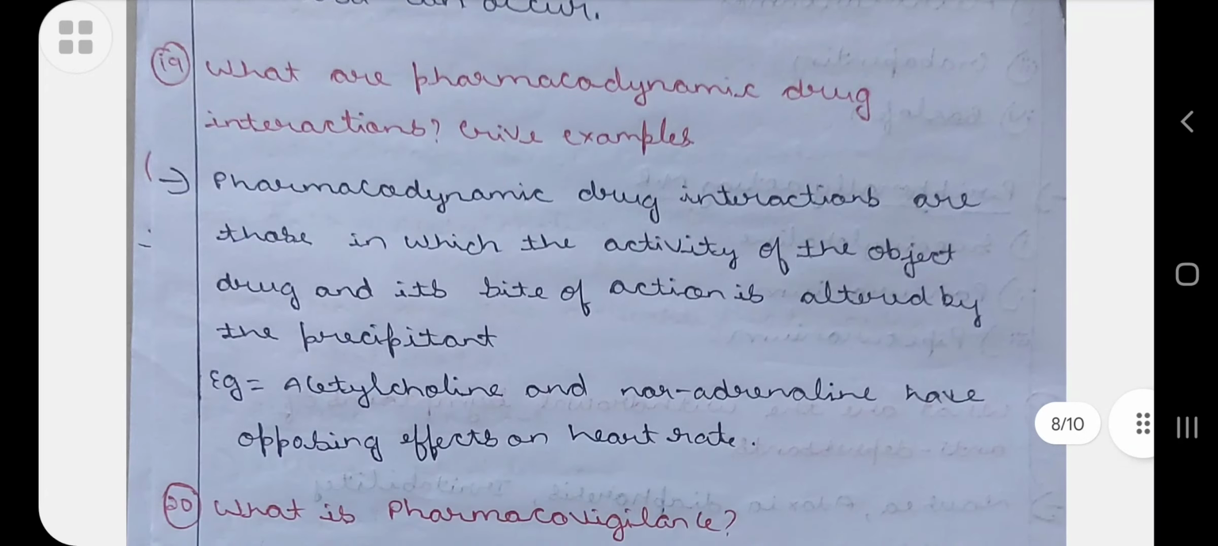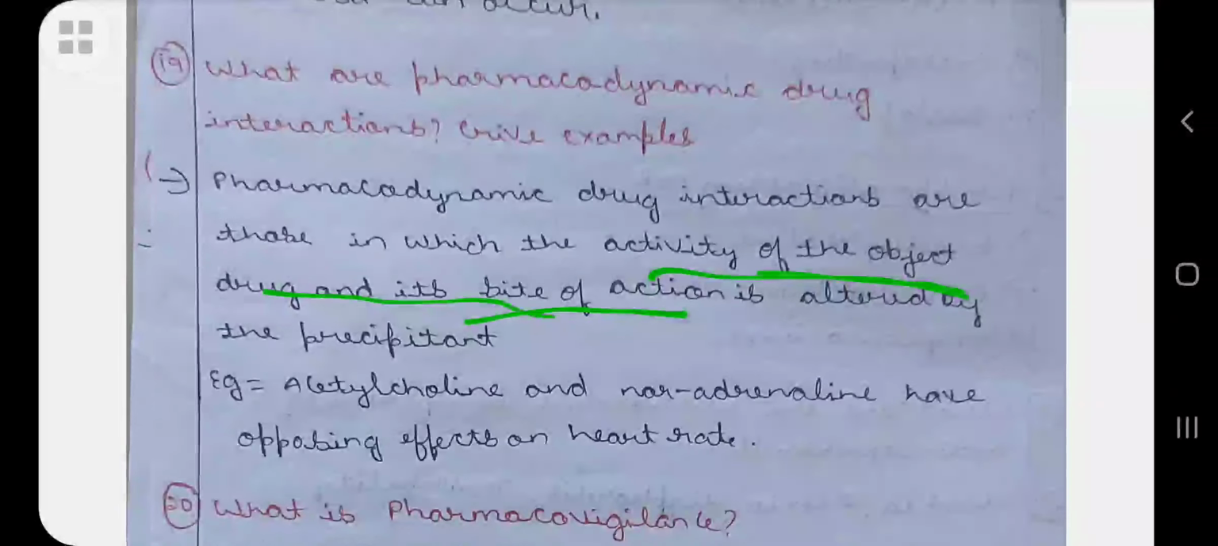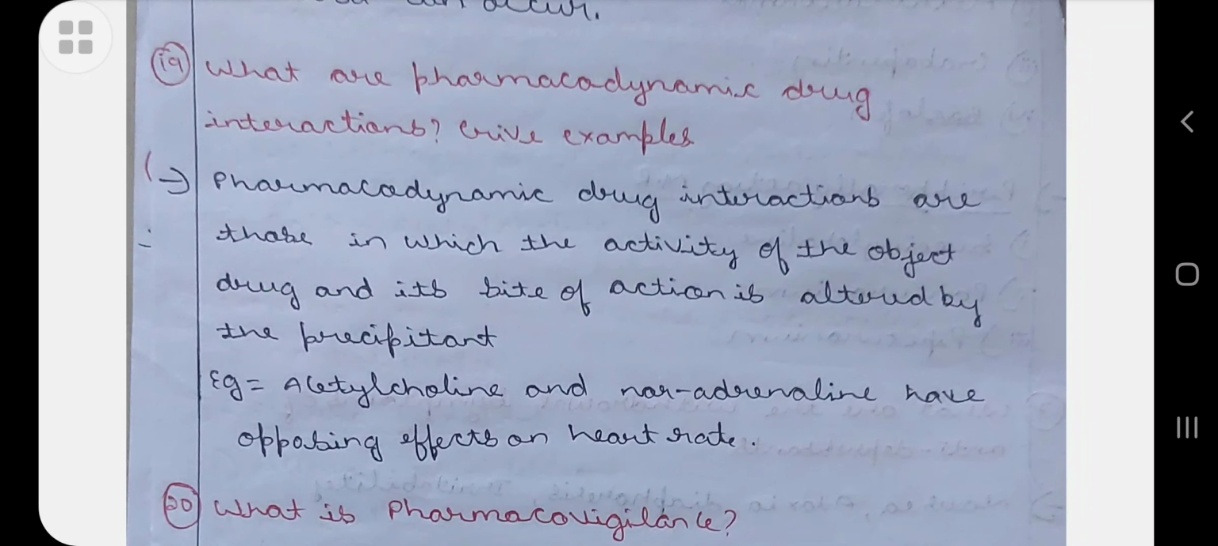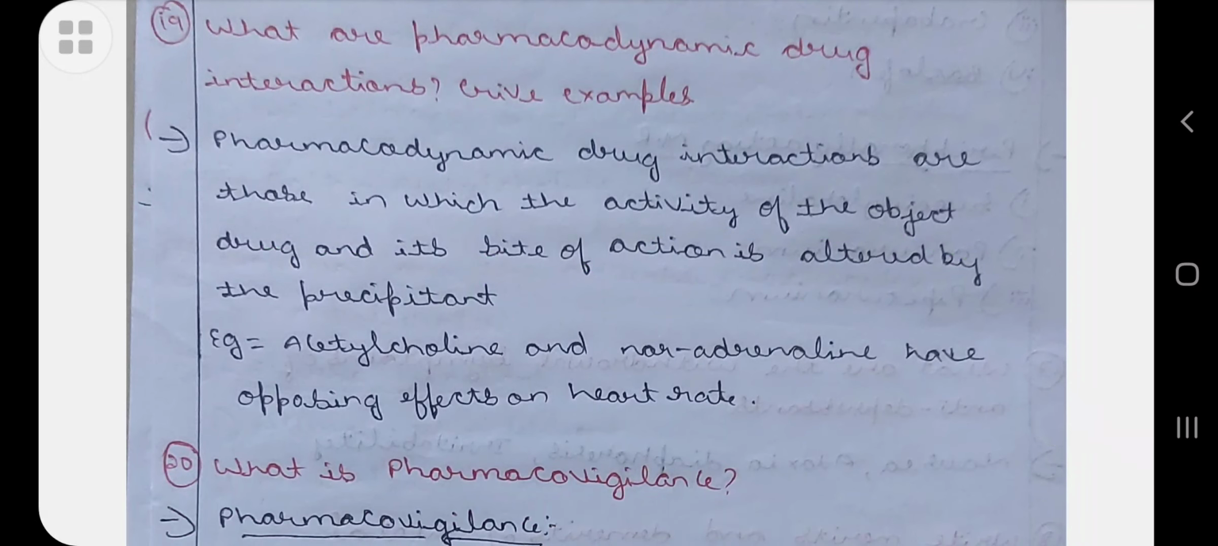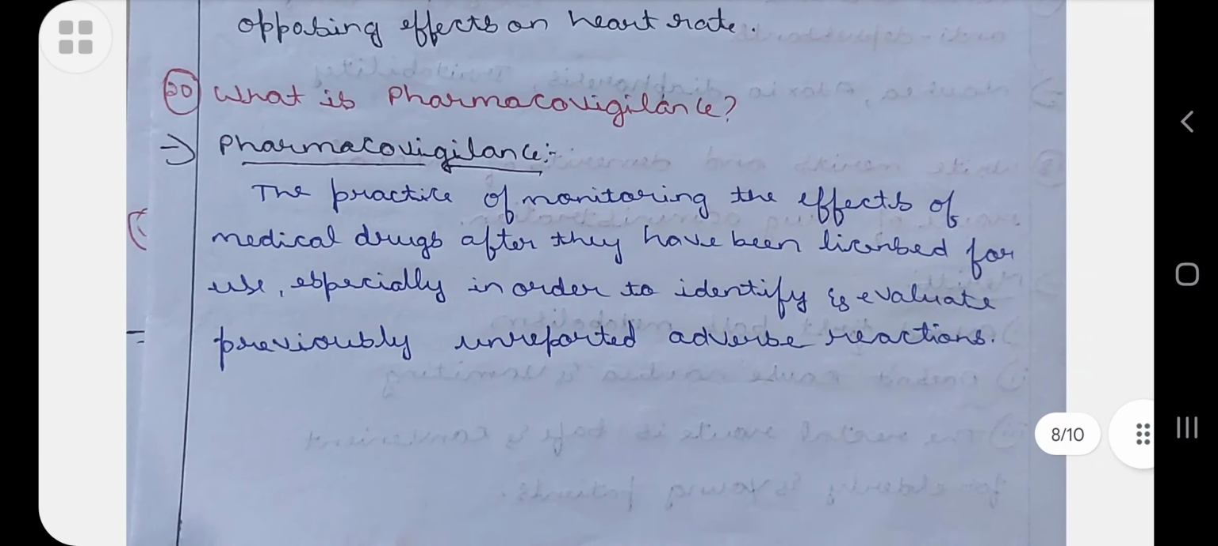What are pharmacodynamic drug interactions? See, these are interactions in which the activity of the object drug at its site of action is altered by the precipitant. Precipitant means drug. Acetylcholine and noradrenaline have opposing effects. That's called pharmacodynamic.